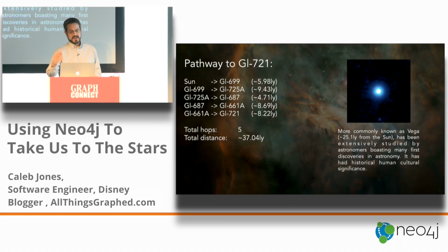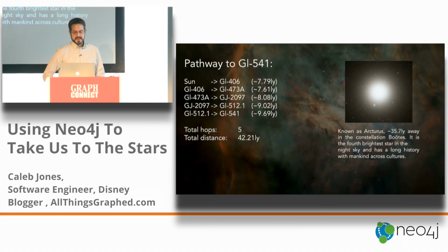Another one, this is Vega, so this is the pathway that we looked at before. These are all assuming a max travel distance of 12 light years. So load that up, run that algorithm in Neo4j, and it kicks out this pathway. 5 hops, total distance of 37 light years.